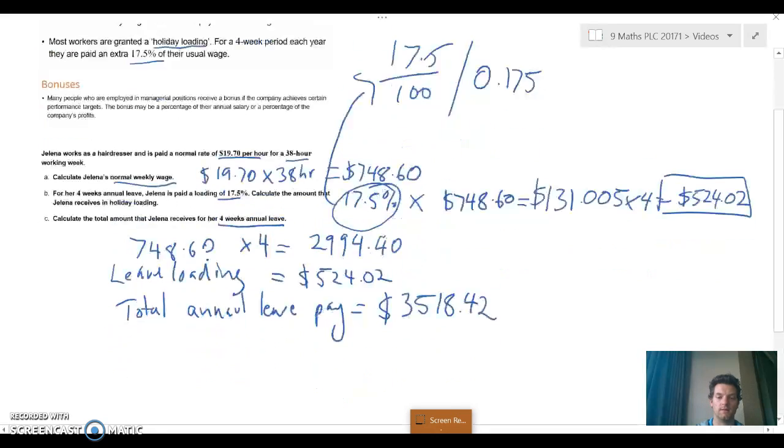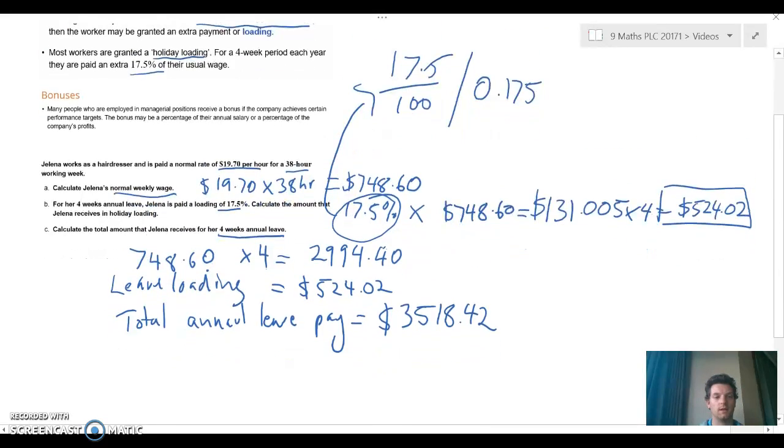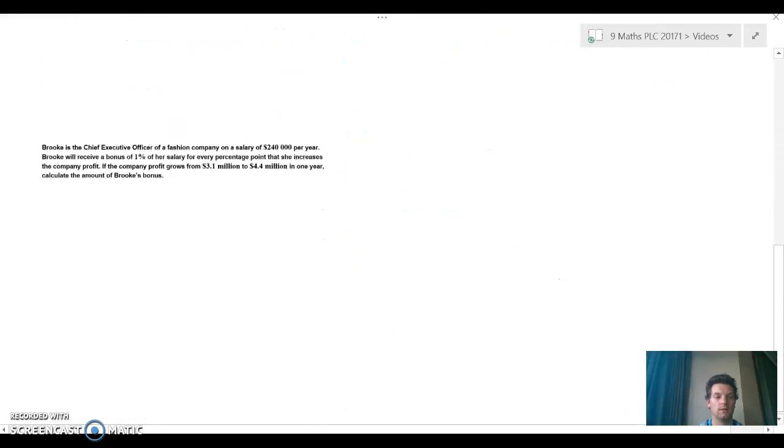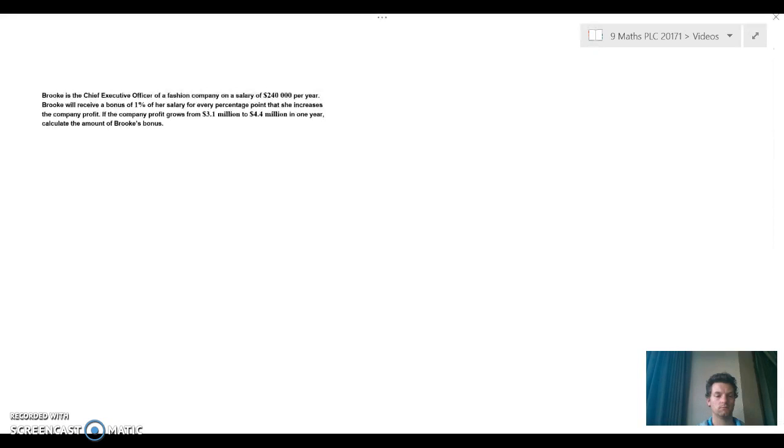There we go. Now, that's our annual leave, so that's one of the ways we can calculate, well, it's an example of using loading. Let's have a look at bonuses. So we're looking at our bonus calculations here. We've got a chief executive who's paid $240,000 per year, and she receives 1% of her salary for every percentage point she increases. So the company has gone from $3.1 million to $4.4 million in 1 year. So first thing we need to do is work out the growth or the increase in profit. So that's going to be 4.4 million minus the 3.1 million.